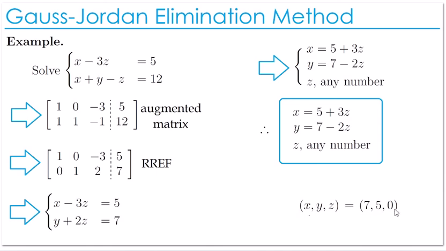And if we choose z is equal to 1, 5 plus 3, x is equal to 8. And if z is equal to 1 here for y, we have 7 minus 2, 5. So this is 8, 5, 1. So 5, 7, 0 and 8, 5, 1 are examples of solutions for our system. And this system has infinitely many solutions.